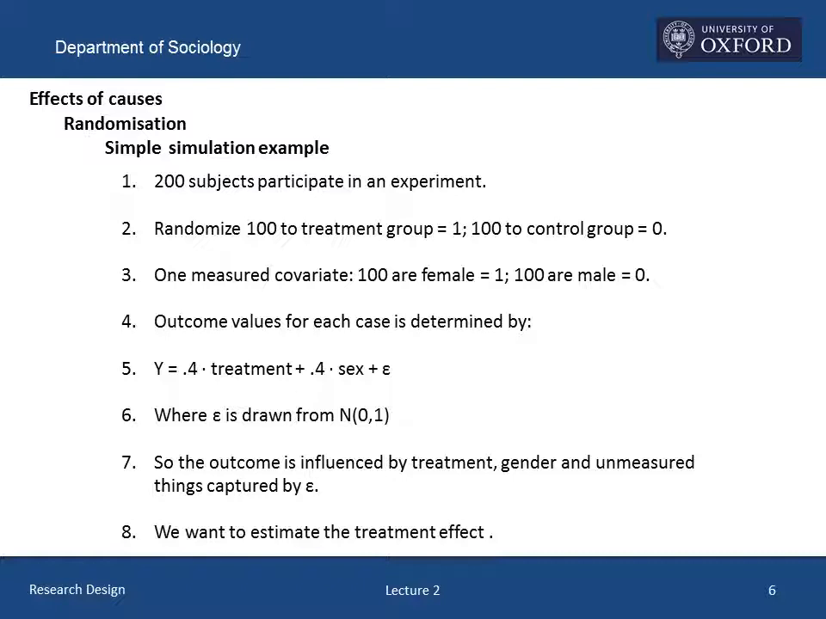So individual level variation in the outcome is influenced by the treatment, whether you're female or male, and by a lot of idiosyncratic factors that may differ between people and between replications of the experiment. By construction, treatment is uncorrelated with sex, and epsilon is uncorrelated with treatment and sex. Our objective in the experiment is to estimate the average treatment effect, and we have the unsurpassed advantage that, of course, we already know what the answer is.